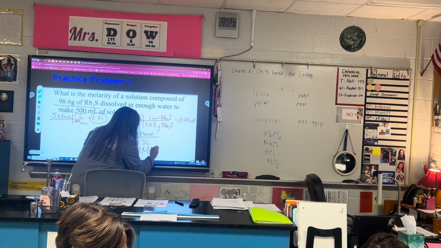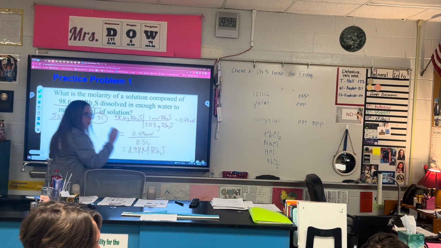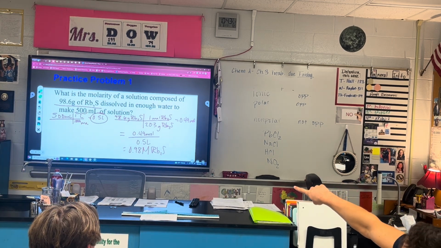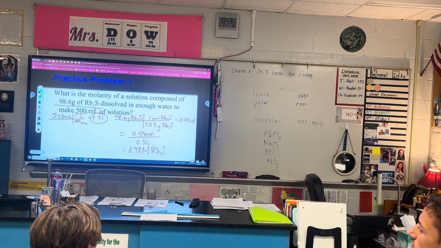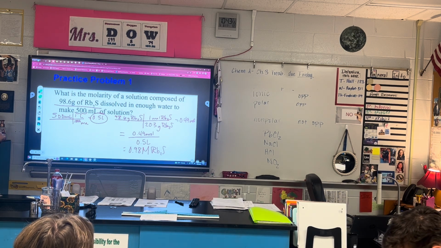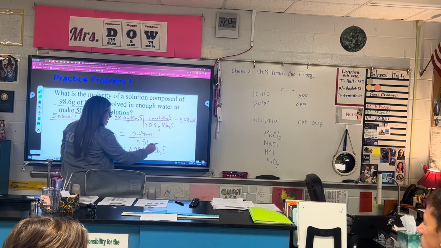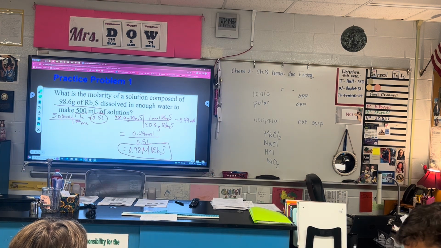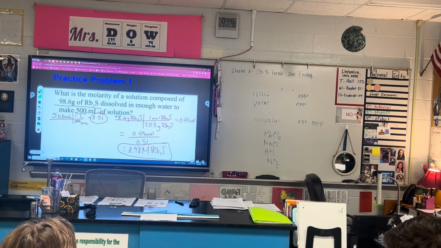And then Rb2S. Do we have to put Rb2S next to the 0.49 mole? No, we didn't put it there, because this is your final answer. If it says, what's the molarity, this is your final answer. Okay. Good with that?